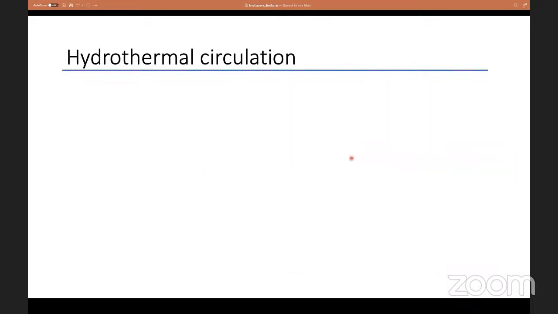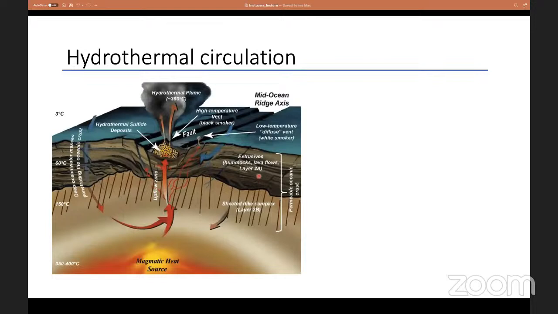A key feature that takes place along the mid-oceanic ridge is something that we term hydrothermal circulation. Hydro means water, and thermal is heat. So the circulation basically involves heated seawater. What I mean by that is the oceanic crust is permeable, which means that seawater can actually percolate through cracks and pore spaces of the oceanic crust.